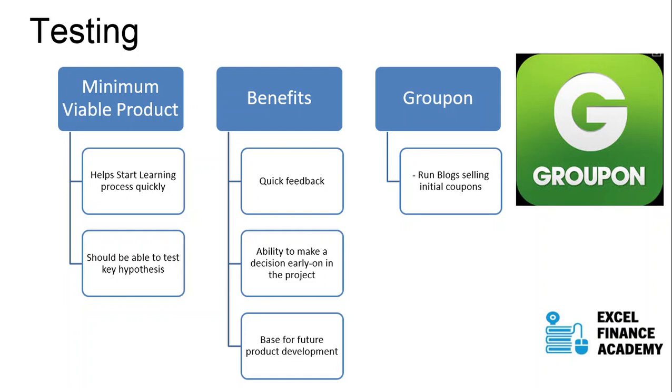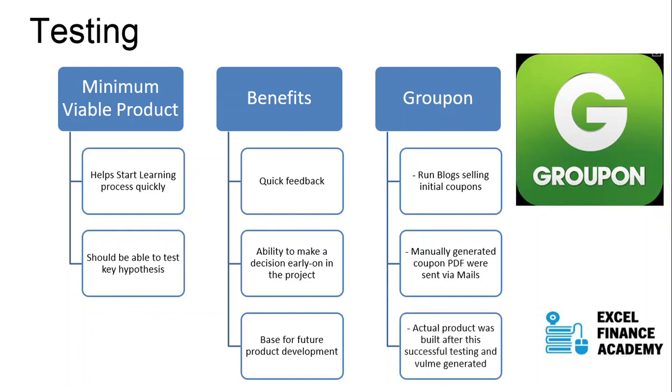If a customer wanted a coupon, they just sent the coupon manually by sending them the PDF file via email. Until the time that there was no way for them to track the customers' requests. There were so many customer requests and so many manual emails being sent. They automated the process, but still they were not able to handle it. After that they built the entire product, and now Groupon is one of the most successful companies. So this is one way we use a minimum viable product.